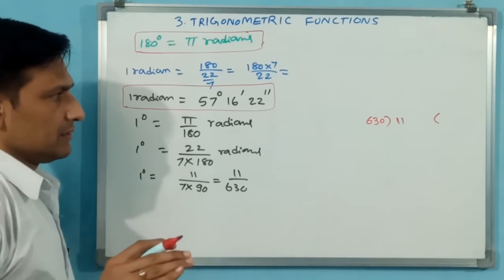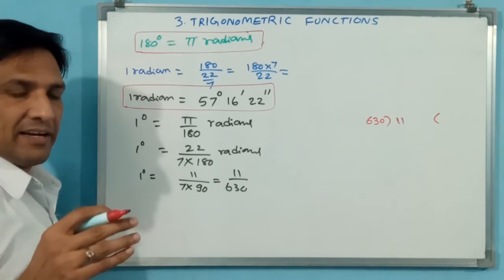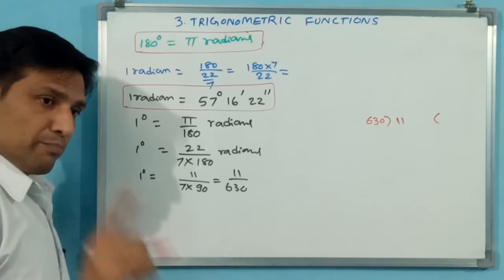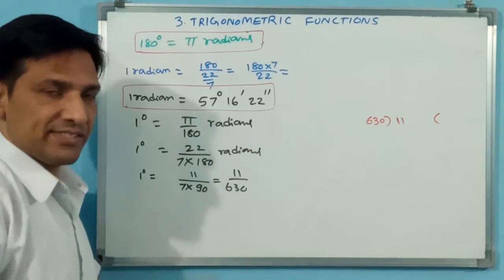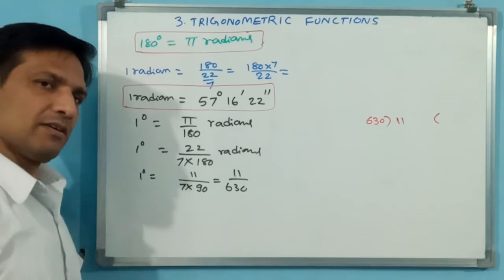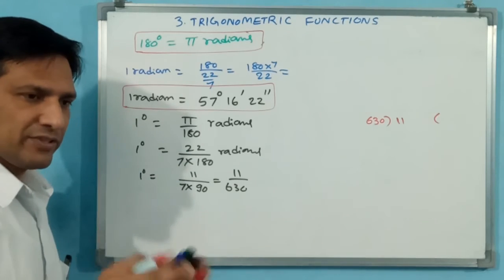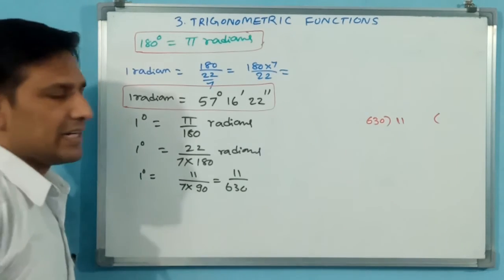For radians there is no division again. For degrees, minutes and seconds were there. But for radians you have to write digits, point, fraction, and leave it like that only. Why? Because there are no subdivisions in radians.